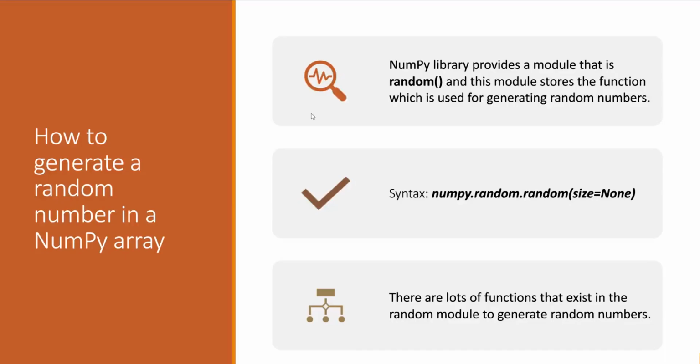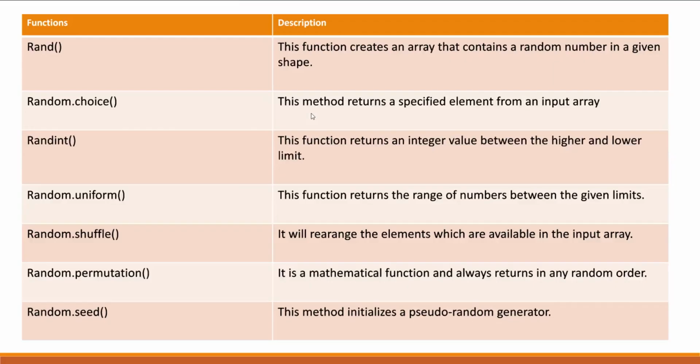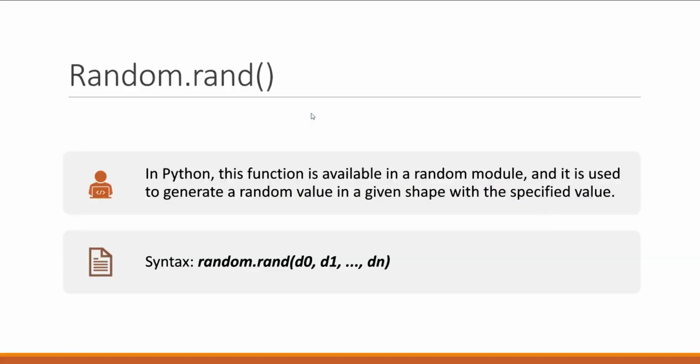After understanding the basics of the NumPy random function, there are lots of functions that exist in the random module to generate random numbers. Here are the functions which are available in the random module. Now we will briefly understand these functions. The first function is random.rand. It is used to generate random values in a given shape, and it will always return only floating point numbers in the range 0 to 1. If we do not pass any value as a parameter, then it will return only a single value.